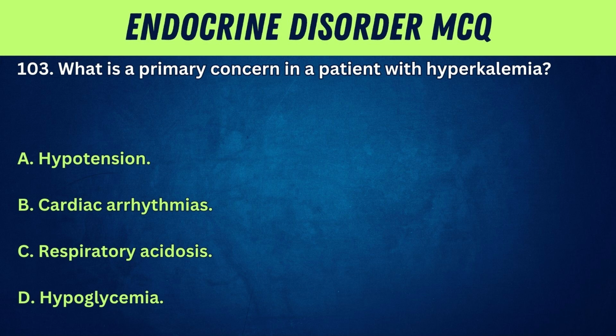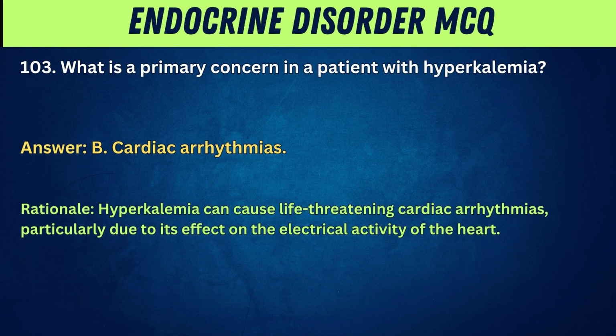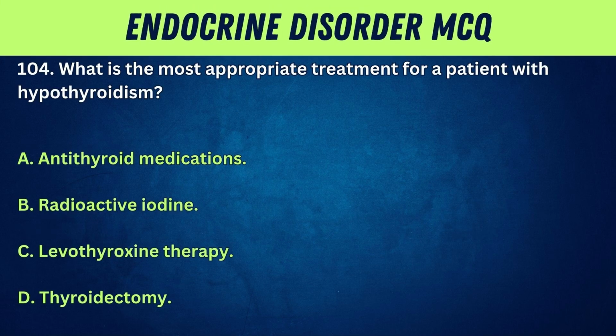103. What is a primary concern in a patient with hyperkalemia? A. Hypotension. B. Cardiac arrhythmias. C. Respiratory acidosis. D. Hypoglycemia. Answer: B. Cardiac arrhythmias. Rationale: hyperkalemia can cause life-threatening cardiac arrhythmias, particularly due to its effect on the electrical activity of the heart.